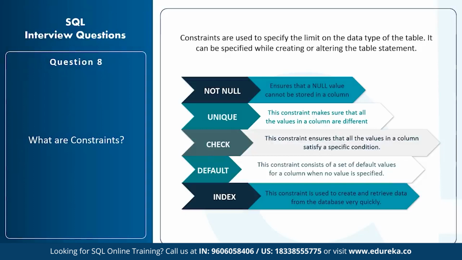Now, there are mainly 5 constraints that you need to understand: the not null constraint, the unique constraint, the check constraint, the default constraint, and the index constraint. The not null constraint basically ensures that a null value cannot be stored in a column.